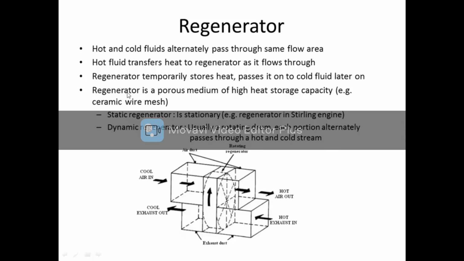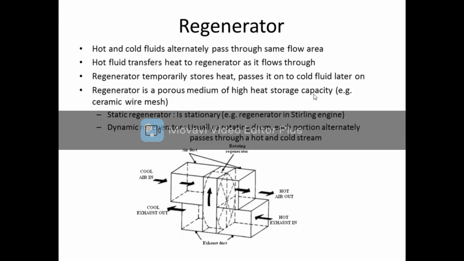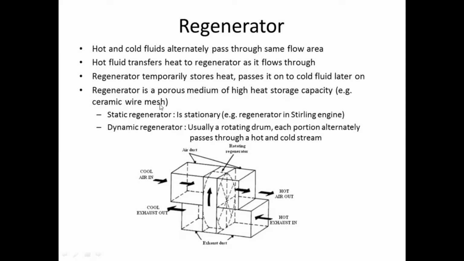So this means that the regenerator has to be a porous medium, because then only it can allow the fluids to pass through. Also, it should have a high heat storage capacity. That means the product of its mass and specific heat, so that it can carry a large quantity of heat. A typical example of such a material is a ceramic wire mesh, which is commonly used in Stirling engines, etc.